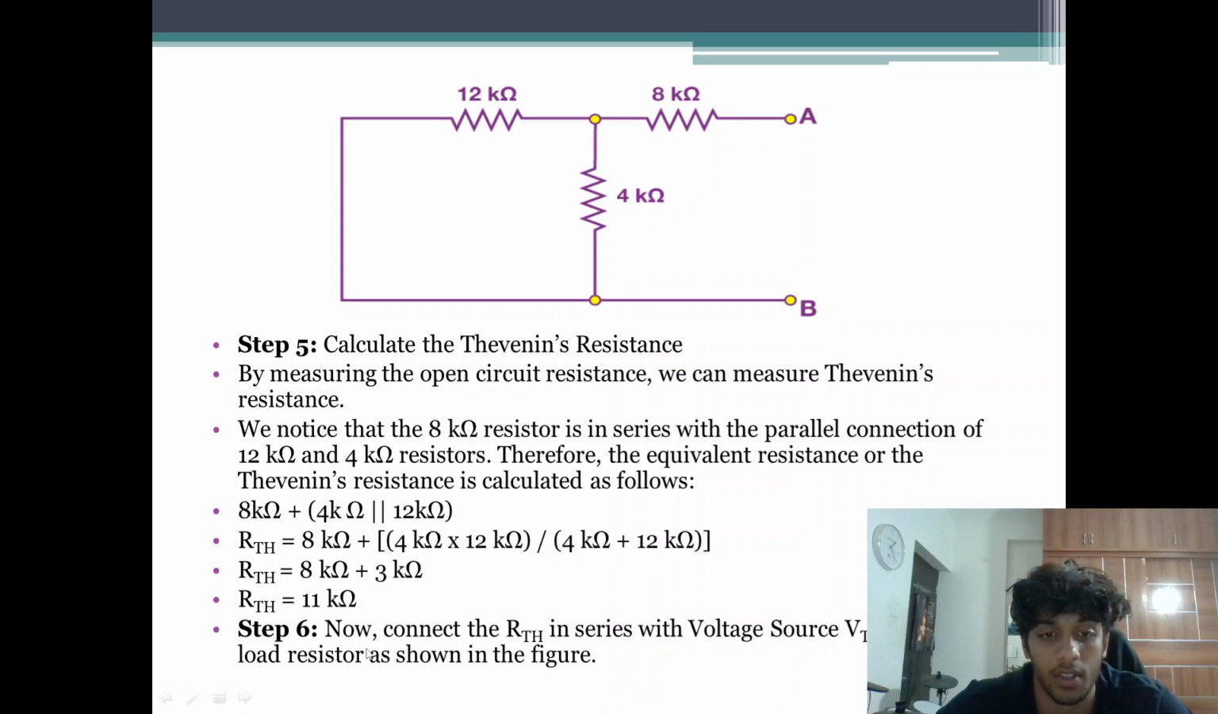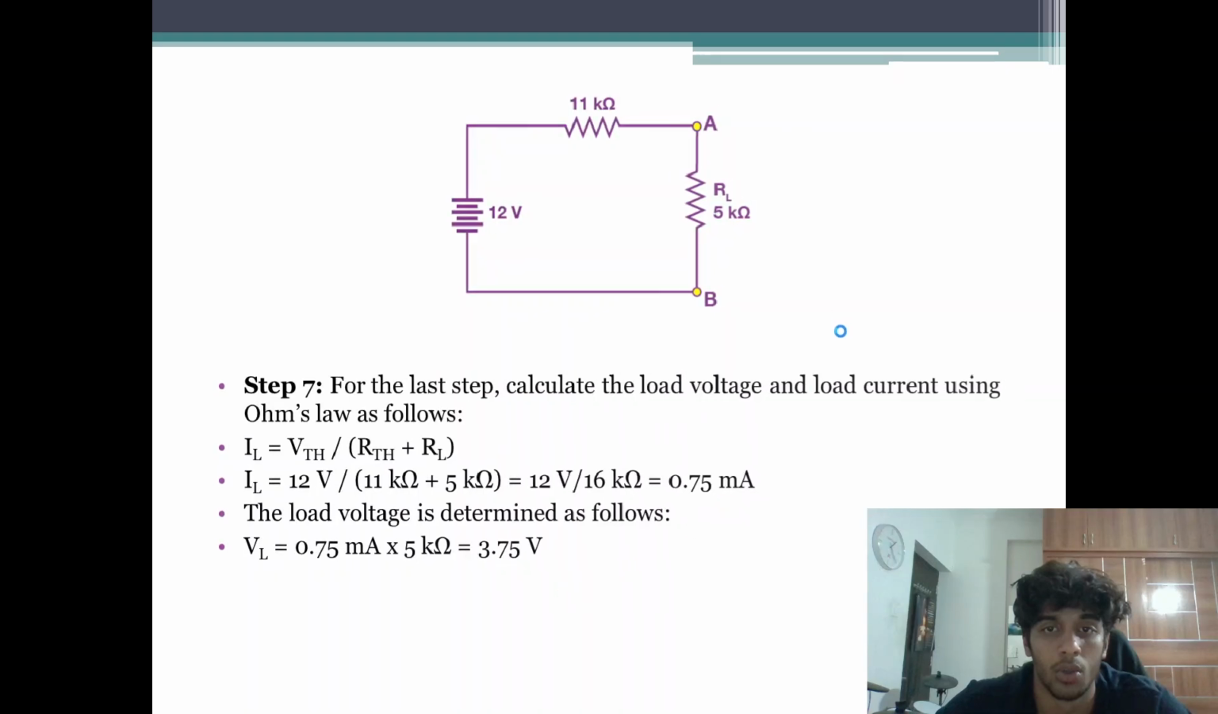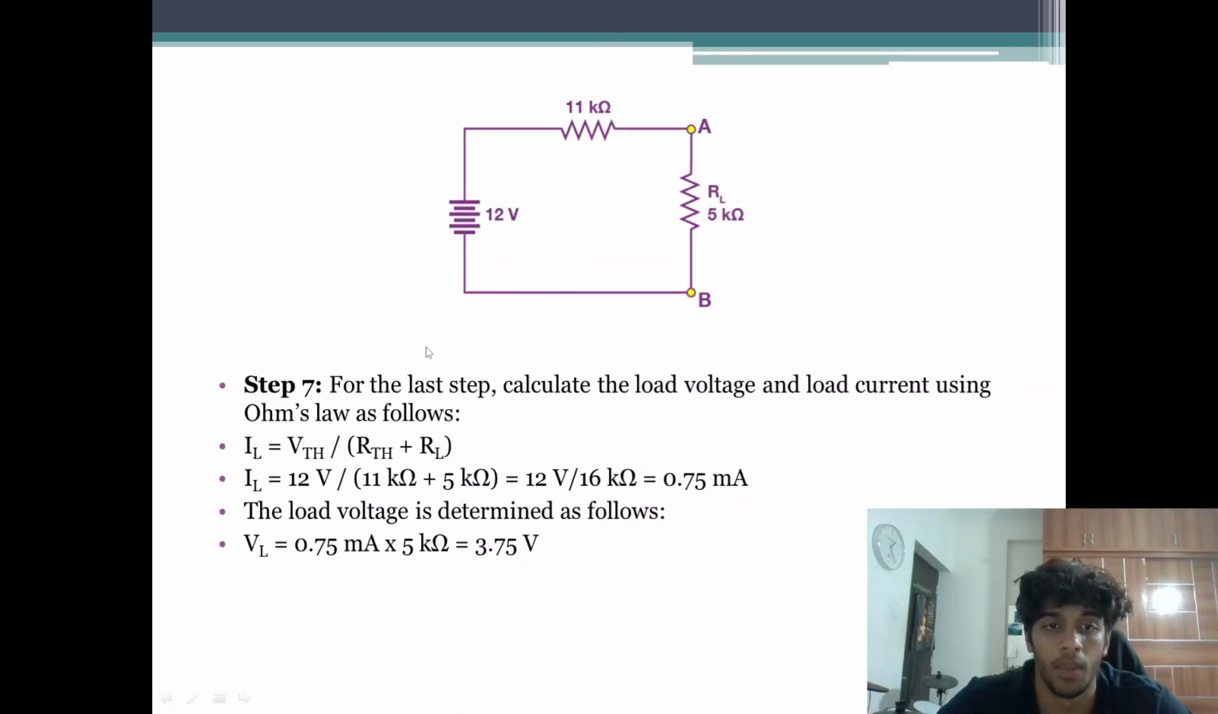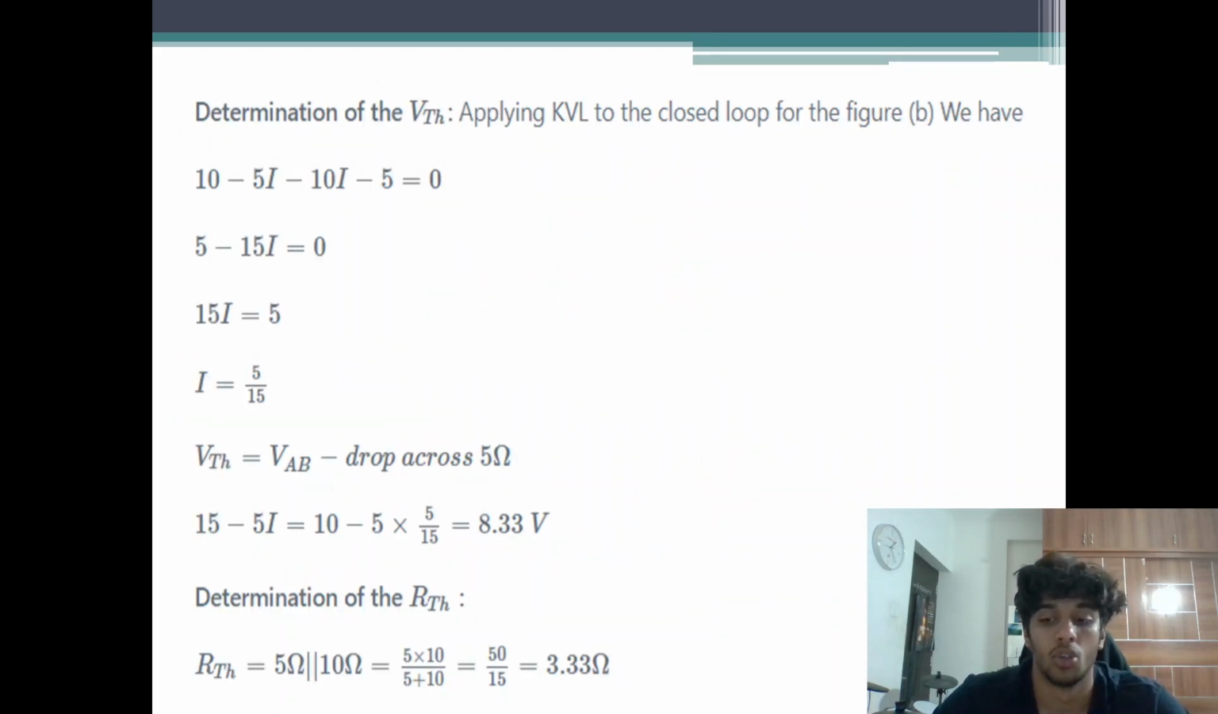So now step 6. Now connect RTH in series with voltage source VTH and the load resistance shown in the figure. So this is the final circuit we get. And now for the last step, we calculate the load voltage and load current using Ohm's law as follows. This is what we do, and we get the final answer which we need. That is 3.75 volts.